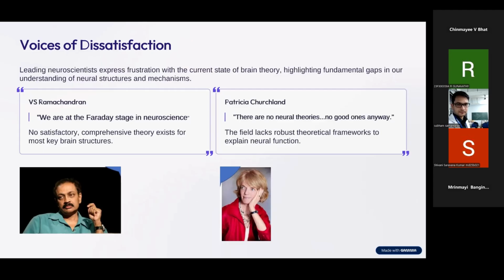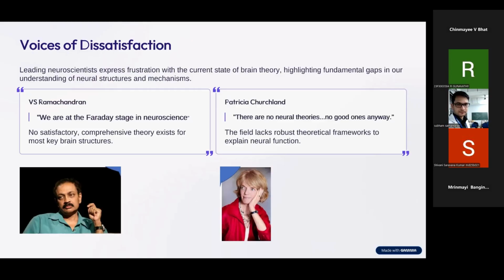And several people are saying these kinds of things. For example, V.S. Ramachandran, the Indian origin neuroscientist in the US, says we're at the Faraday stage in neuroscience. This is very early, almost like a backward stage in neuroscience. That is, we don't have comprehensive theories of many brain structures.